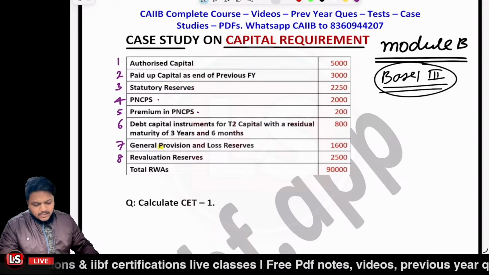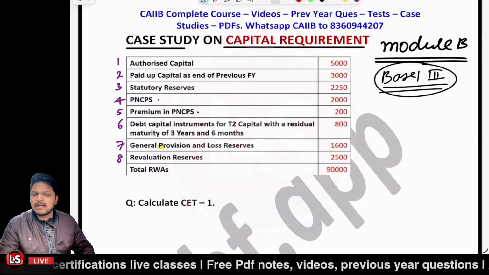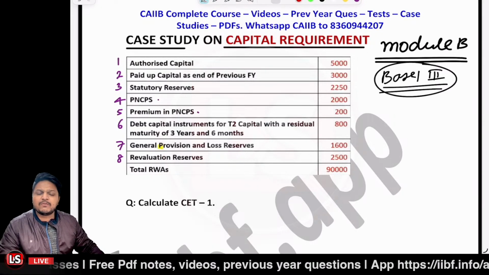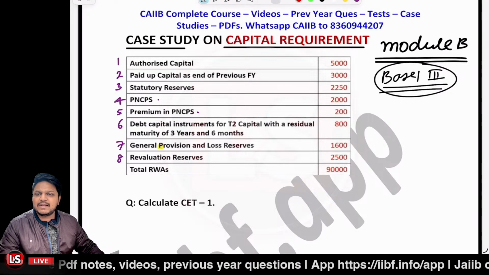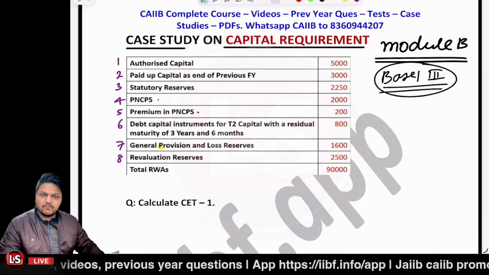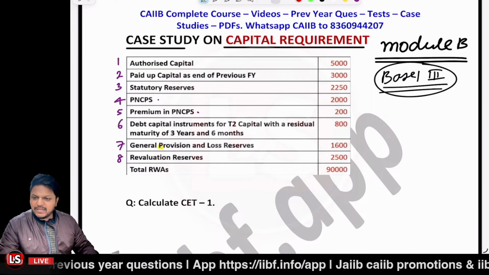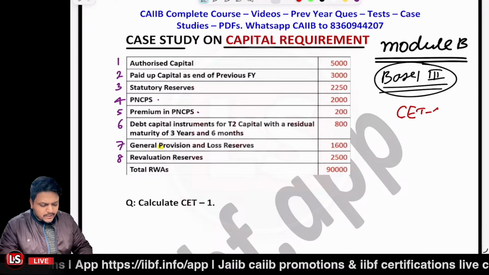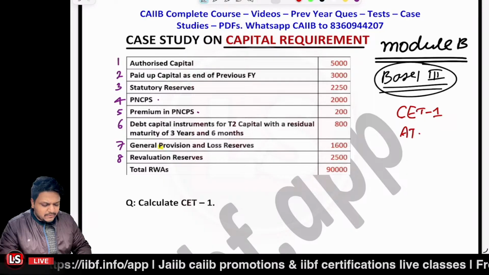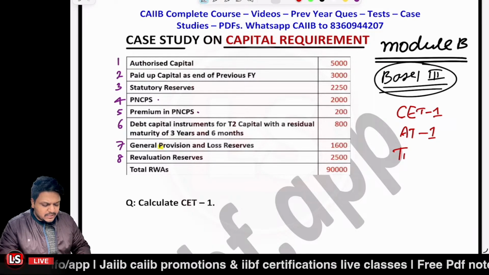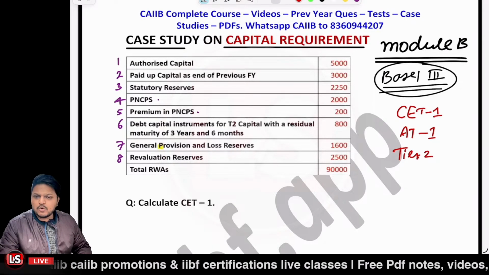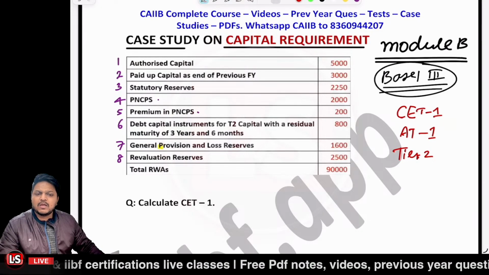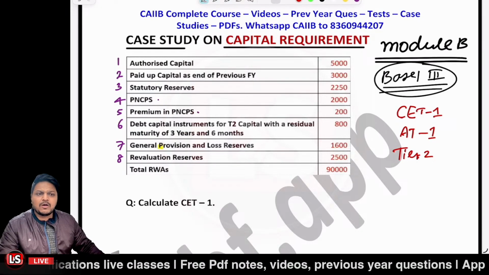First of all, you need to classify all these components one by one. You need to tell me that number 1, authorized capital, is related to what component of the capital? There are 3 types of components, as I told you. Either it could be the CET1, common equity tier 1 component, or the AT1 component, or the tier 2 component. So if I talk about component number 1, to which capital does it belong?